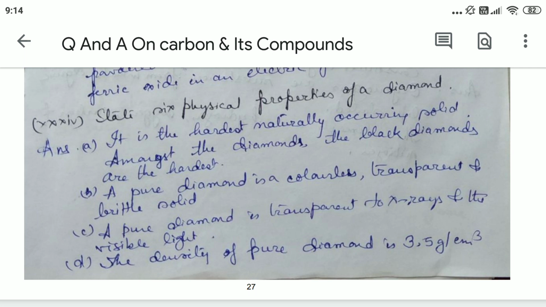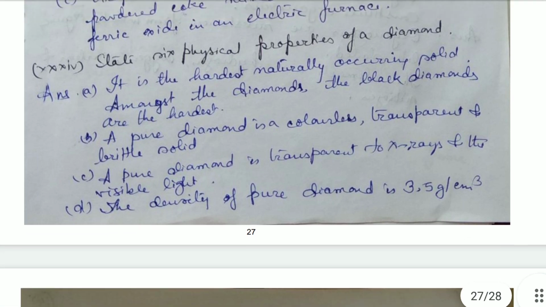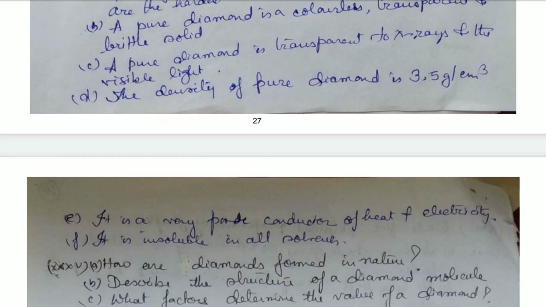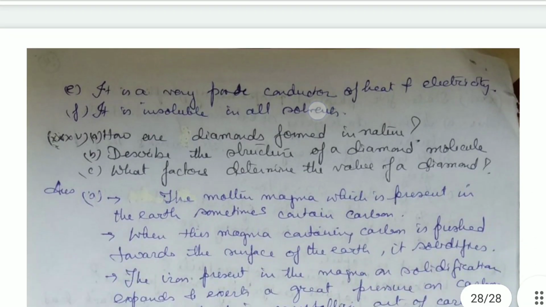First one is, it is the hardest naturally occurring solid. Among the diamonds, the black diamond is the hardest one. A pure diamond is colorless, transparent, and a brittle solid. If it is colored, that means there are some impurities in it. A pure diamond is transparent to X-rays and even to visible light. The density of pure diamond is 3.5 grams per centimeter cube. It is a very poor conductor of heat and electricity, and it is insoluble in all solvents.